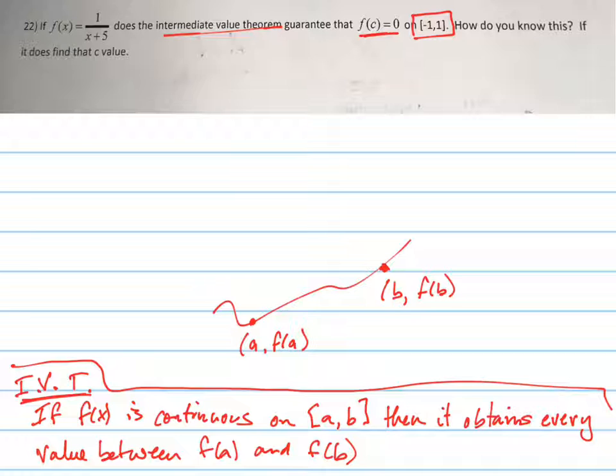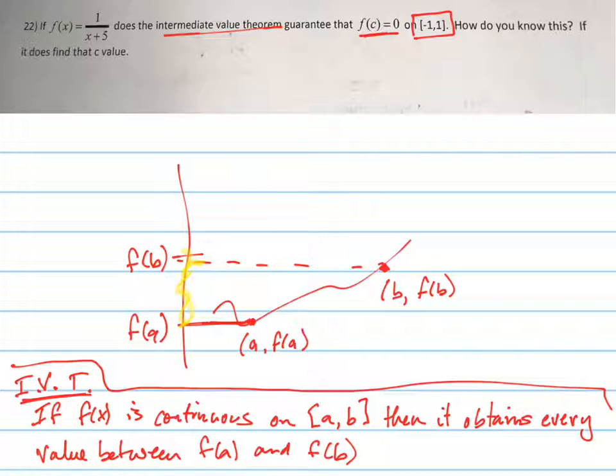Somewhere between here, every value between f of a and f of b, every one of these values here will be obtained. That's what the intermediate value theorem says. Every value will be obtained between those.